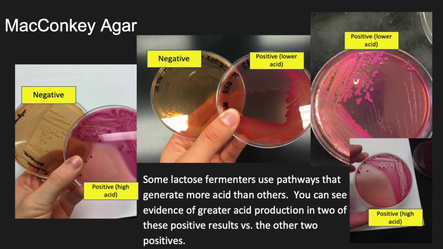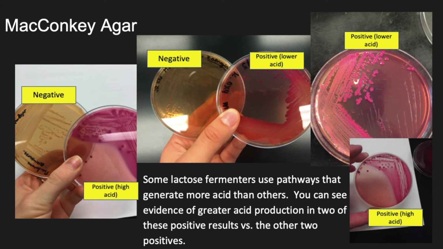So you can see a negative result. You can see a positive with high acid on the left here. You can also see a positive lower acid in this middle picture. And then on the right there, it's comparing and contrasting both the positive lower acid and the positive high acid. They're both positive. They're just a little bit different because, like I said, some lactose fermenters use pathways that generate more acid than others. So you can have kind of like a high and low positive.